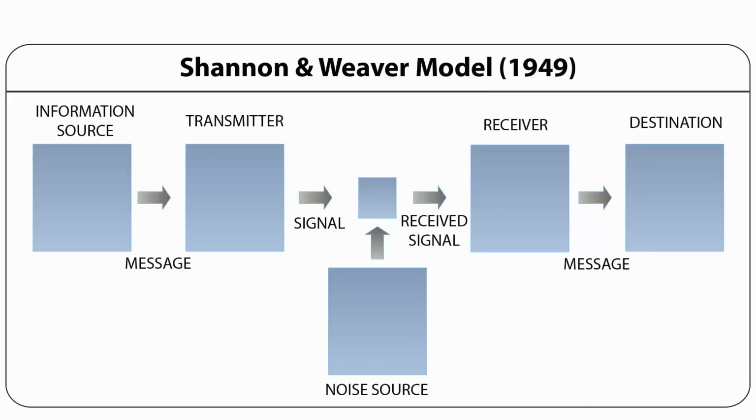Now let us see the Shannon and Weaver model of communication. The first major model for communication came in 1949 by Claude Elwood Shannon and Warren Weaver for Bell Laboratories. This laid the foundation for different communication models and has greatly helped enhance the communication process in various fields.